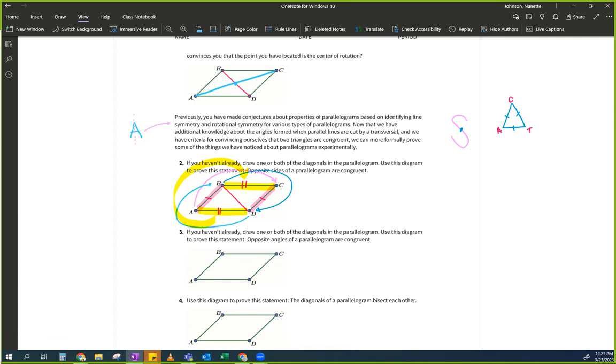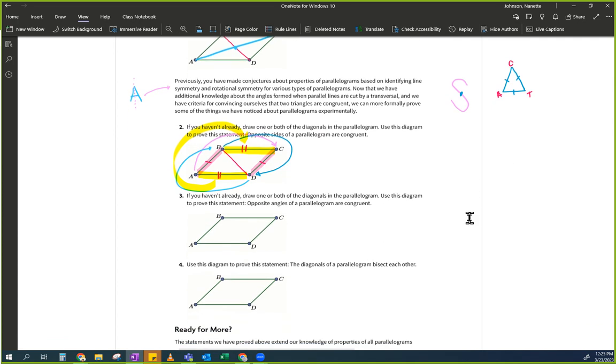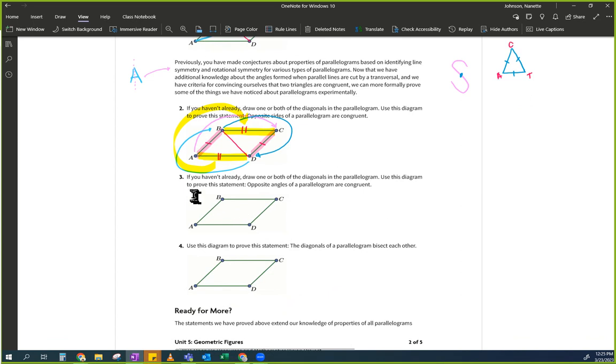So now we're going to move on to the next one, and I'm going to have you guys think about this one on your own. It says, if you haven't already, draw one or both of the diagonals of the parallelogram. Use this diagram to prove that opposite angles of a parallelogram are congruent. So I want you to look at this, think about what we did here, and think, does that still work?